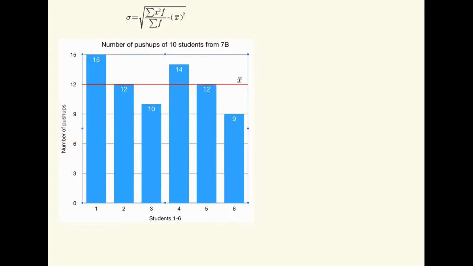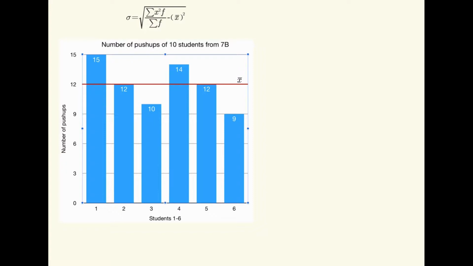My year sevens are doing statistics. And as part of our learning, we're finding out the average number of push-ups that students could do in class 7B. Now I'm doing it with my 7A class as well, but we've got here the number of push-ups from 10 of those students from 7B. How many push-ups can they do in a row, right?